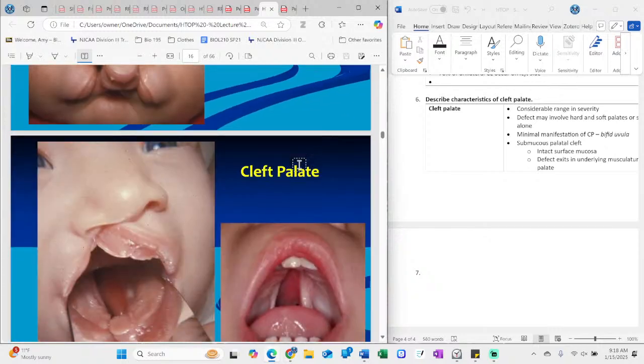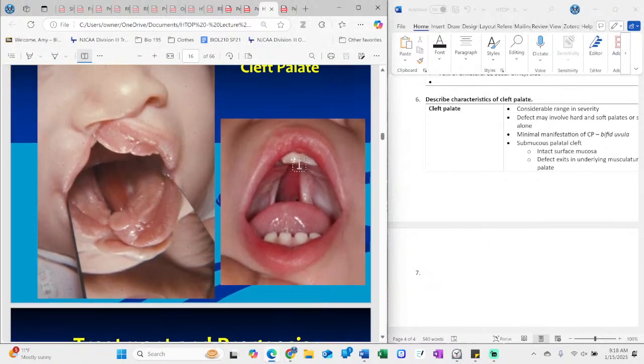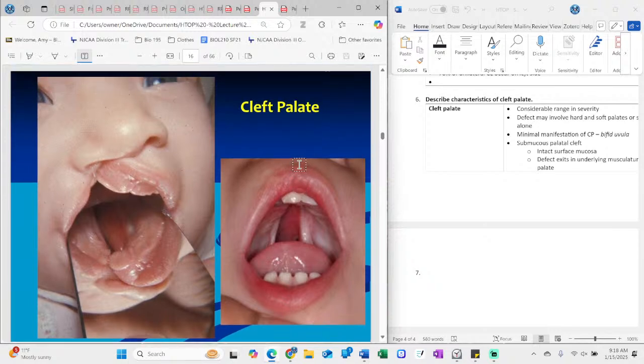This is an example of cleft palate. You can see this is affecting both the hard palate and the soft palate. And this patient has cleft lip also.